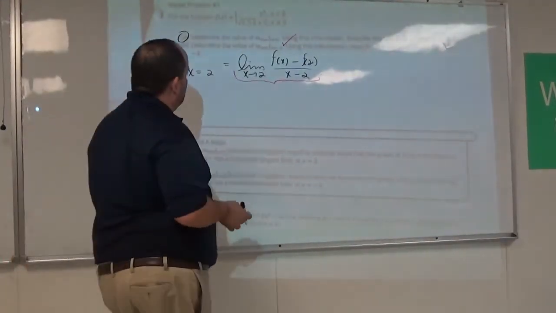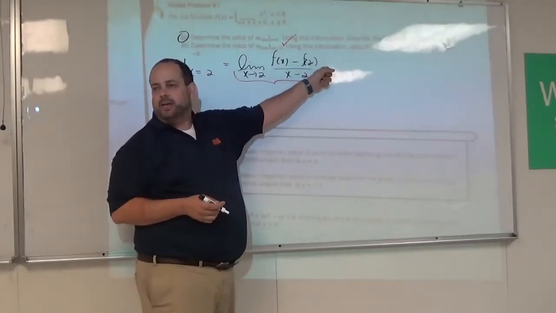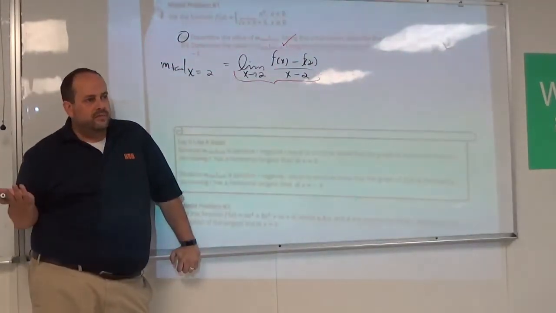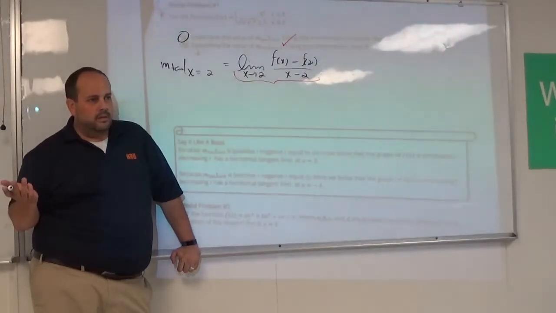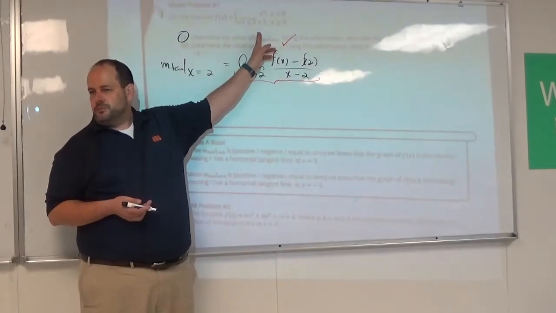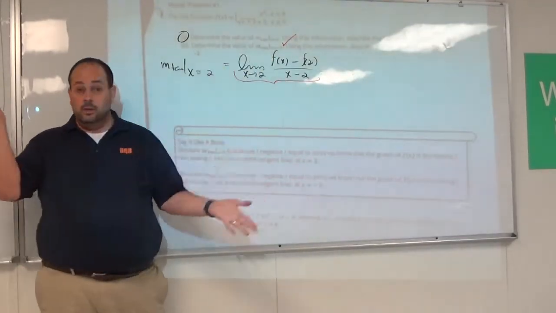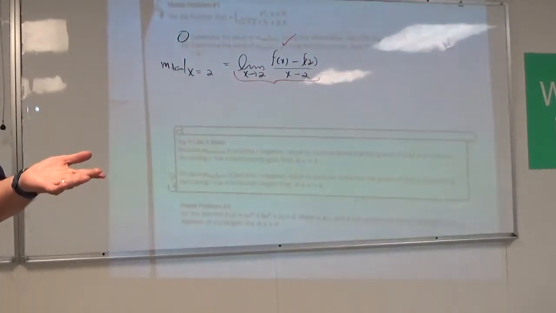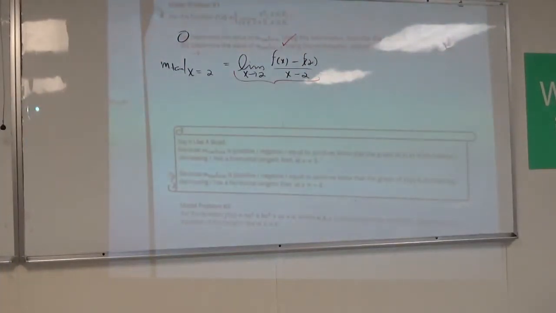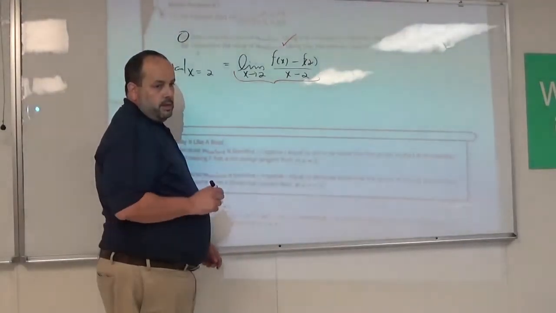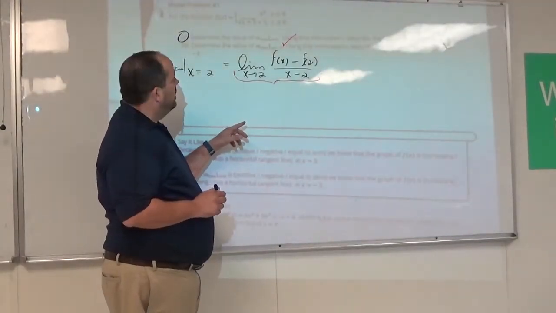How am I going to find the limit as x approaches 2 of f of x minus f of 2 over x minus 2? What's f of x? Square root of x plus 2, plus 5? You gotta know which one to pick. Which one? Second one. Why the second one? Because we can see that x is greater than 0.